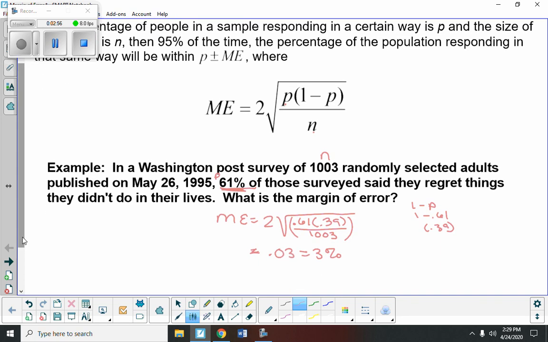It means that it is 3% either way of that 61%. So 61% is what they're saying, but if you subtract 3 from 61, you get 58%. If you add 3% to 61, you get 64%. That gives us the range of what the actual answers would be. 95% of the time, if you were to survey all the adults, it would be between 58 and 64% of the people who said they regret things they didn't do in their lives.